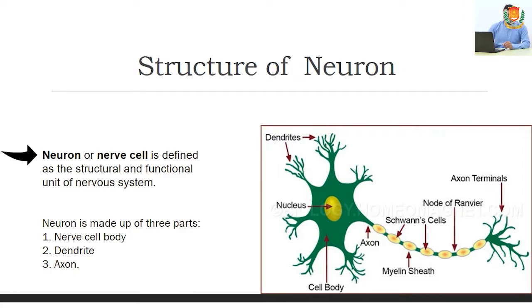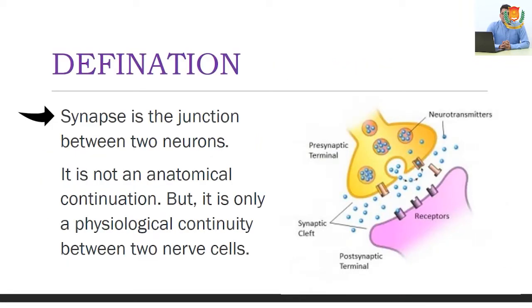Now we come forward towards the synapses. So synapse is the junction between the two neurons.